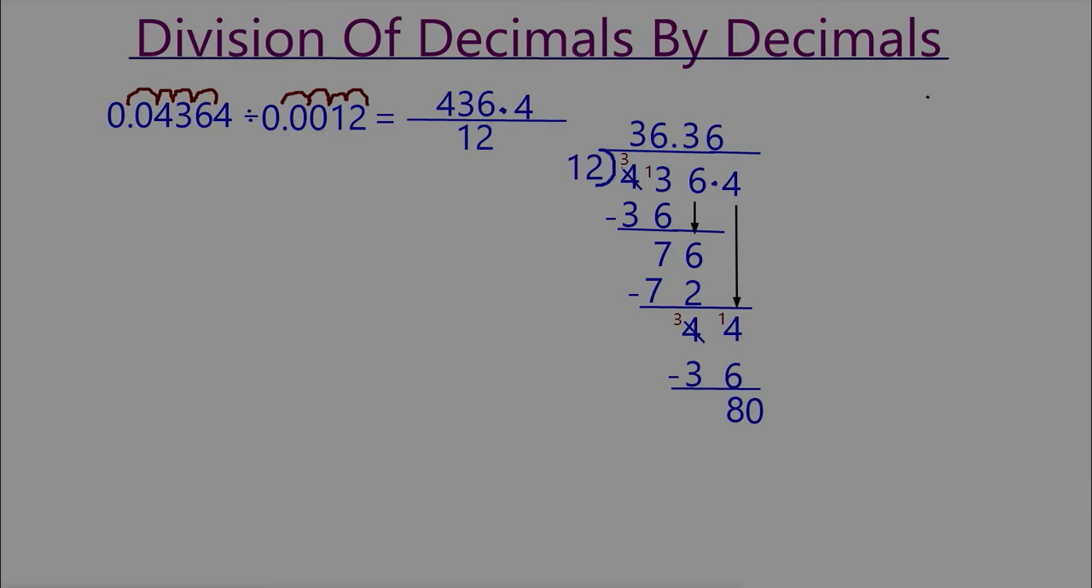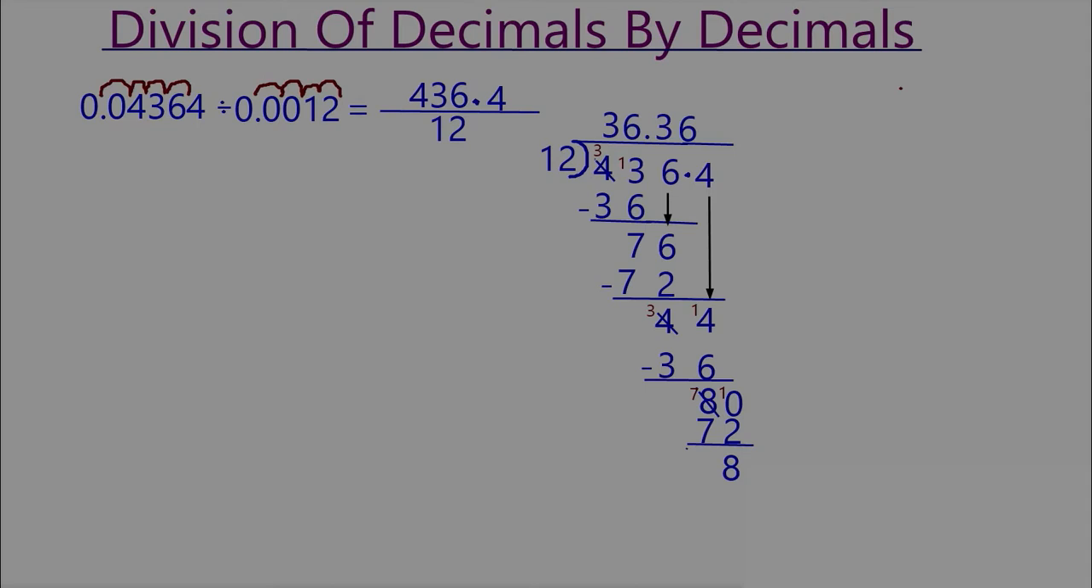6 times 12 gives 72. 72 from 80 equals 8. We can place a 0 after 8 to make the dividend larger than the divisor. 80 divides into 12 equals 6. Leaving our answer to the nearest thousandth, we get 36.366 for the answer when we divide 436.4 into 12.